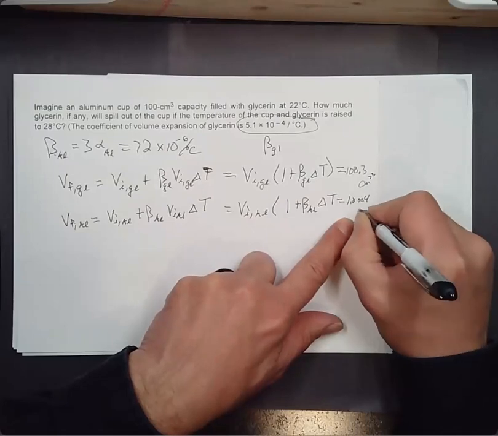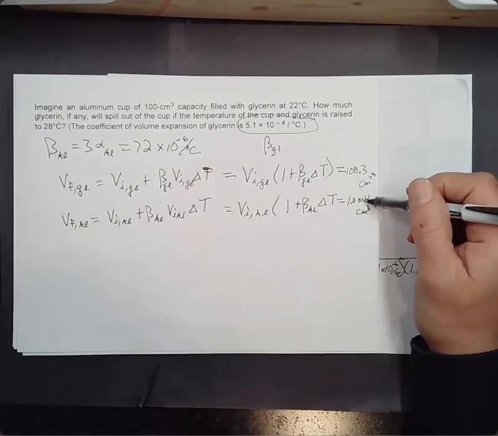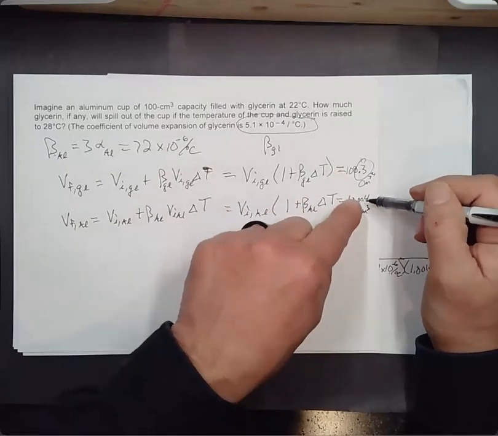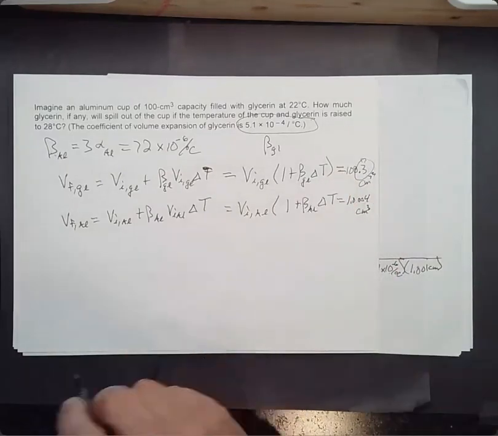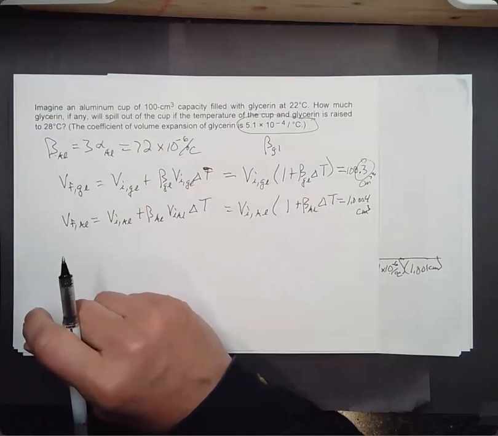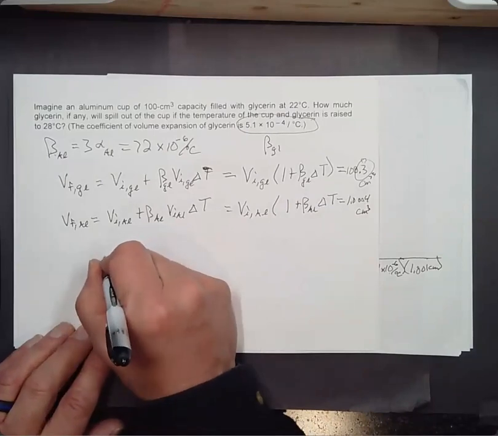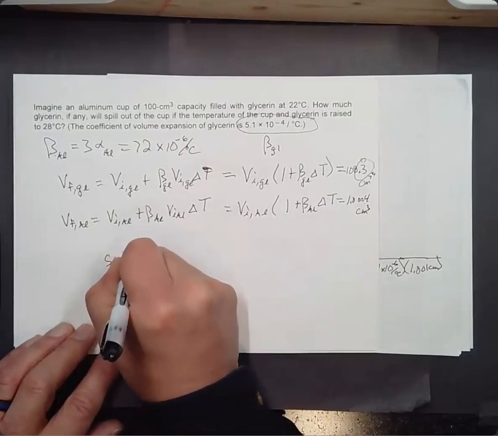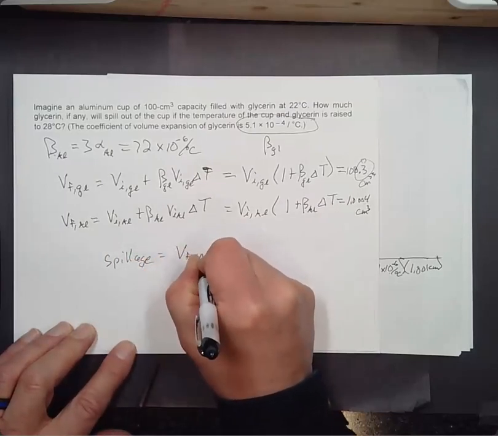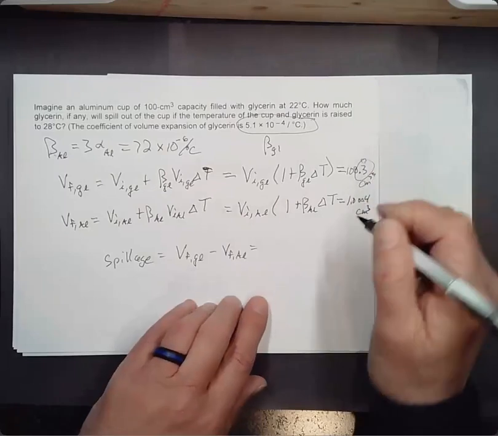Okay, so for the aluminum, it doesn't change much in volume with that small a change. It's essentially still 1.000. If I subtract this one from this one, I'll end up with about... we've only got one significant figure on the temperature change, so I'll be down to 1 sig fig. The spillage is going to equal V final for the glycerin minus V final for the aluminum. It's going to be this minus this.